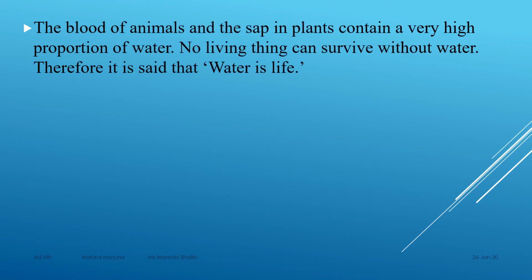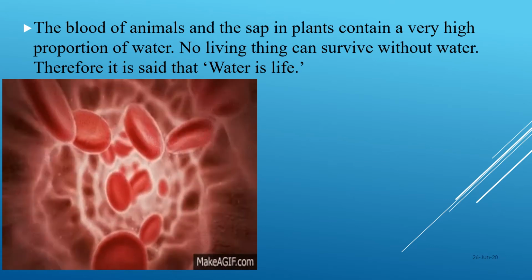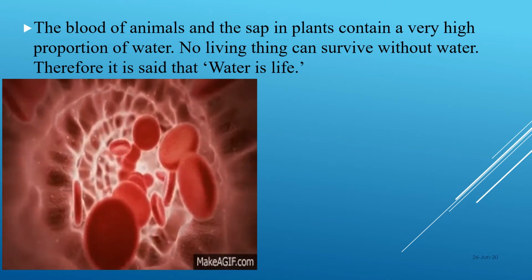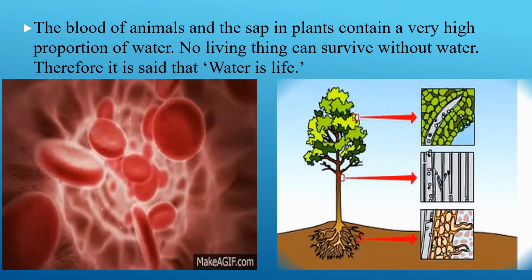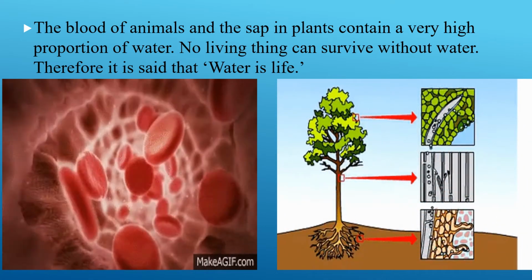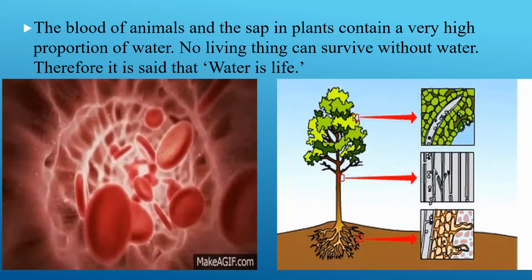As I told you, most of the body of a living organism is made up of water. The blood of animals and the sap in plants contain a very high amount of water. No living thing can survive without water, therefore it is said that water is life. In plants also, when they absorb water from the soil, it is transferred to the stem, the leaves, and it is used by the entire organism. Same way in our body also, most of the blood that we have is what? Water.